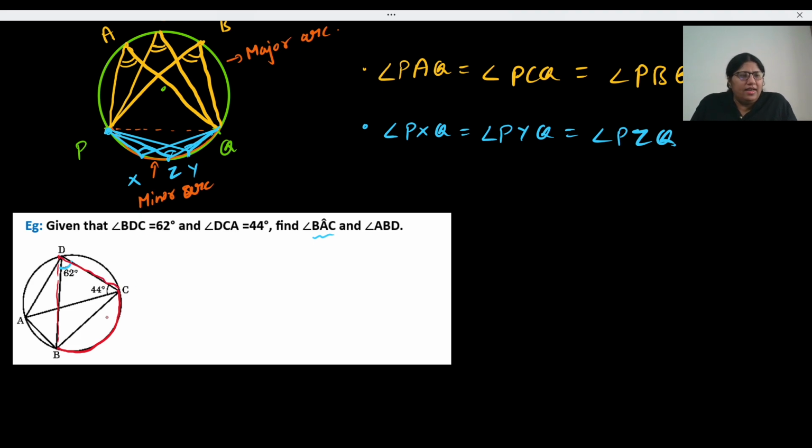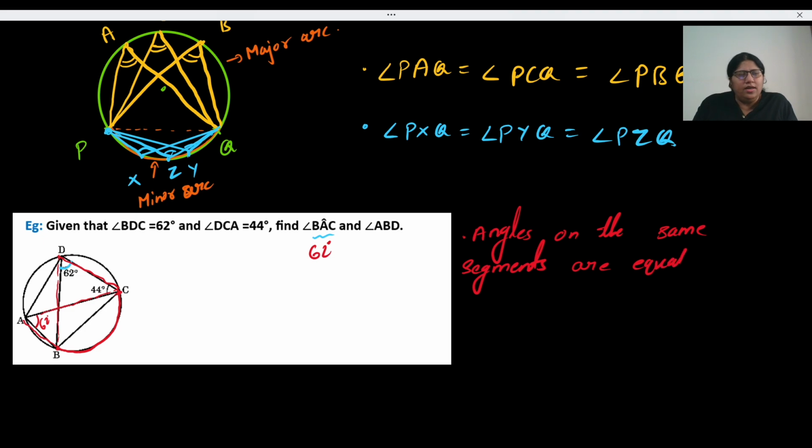Now, do you see any other angle subtended by BC? Take the endpoints B and C and see how it goes to the other point A. So this angle also will be 62 degrees. So your angle BAC will be 62 degrees, and as the reasoning you have to write down angles on the same segment are equal. Whenever you are using any property, you need to mention it.